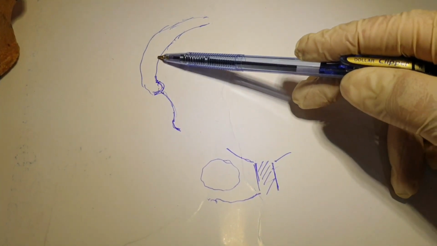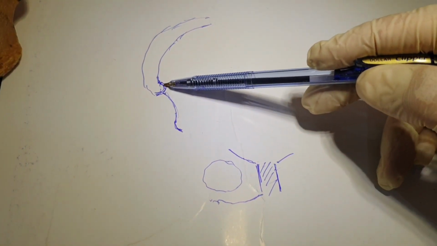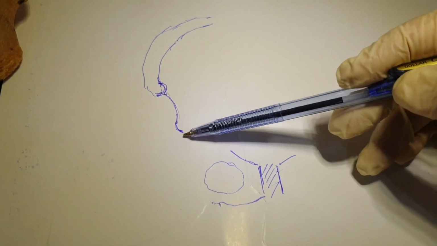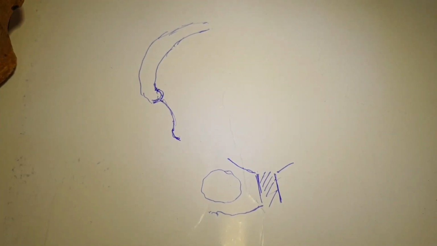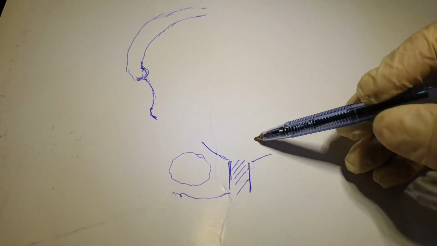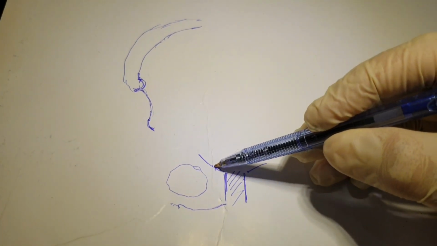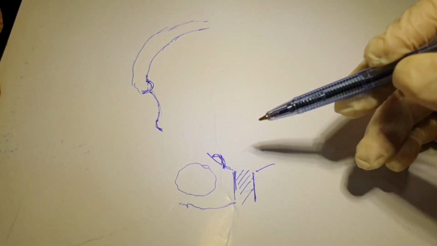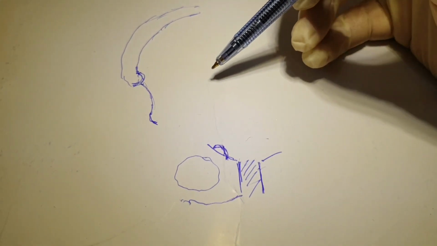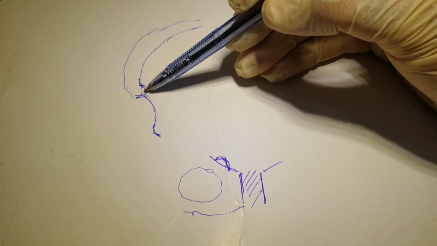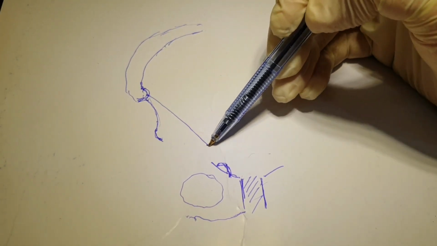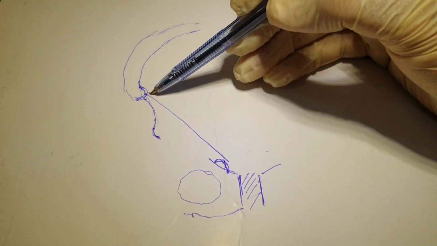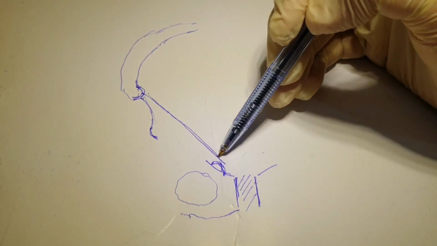And I have drawn the iliac crest over here, and this is the anterior superior iliac spine, and this is the anterior inferior iliac spine. Somewhere over here will be the pubic tubercle, like this. This is the pubic tubercle. So we all know that the attachment of the inguinal ligament is from the anterior superior iliac spine to the pubic tubercle. So this is the inguinal ligament.